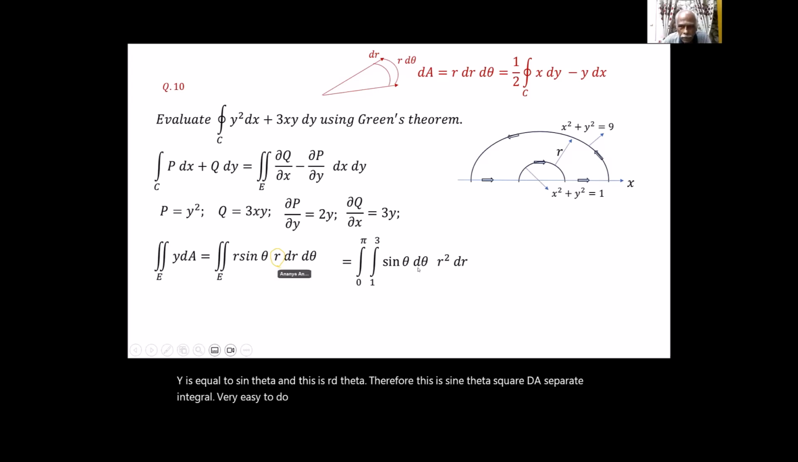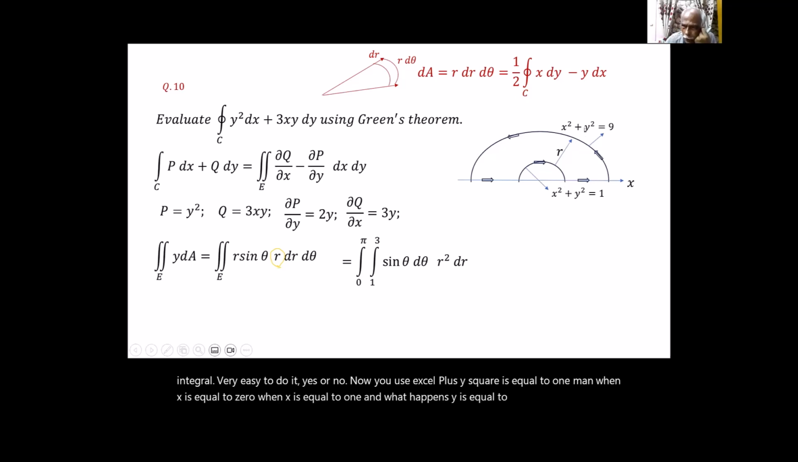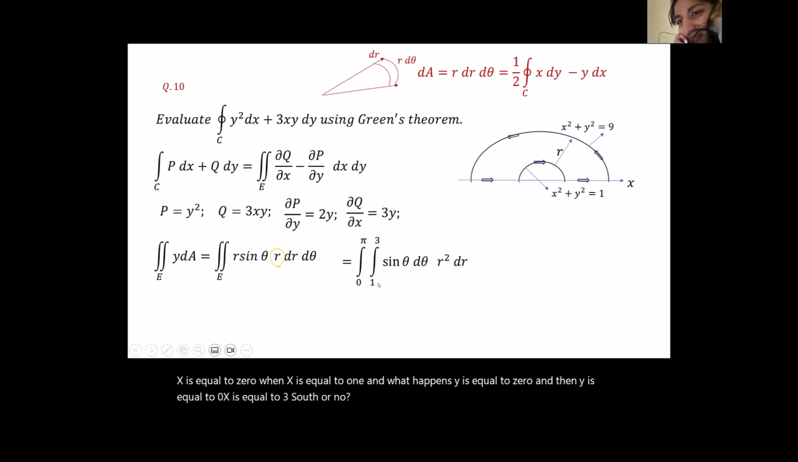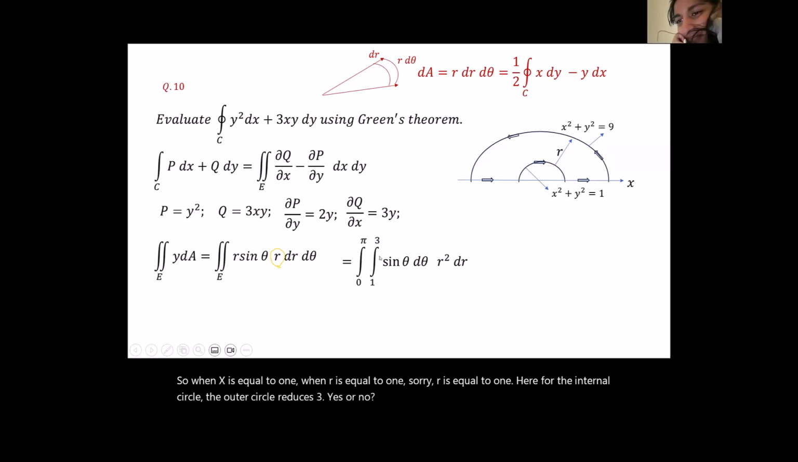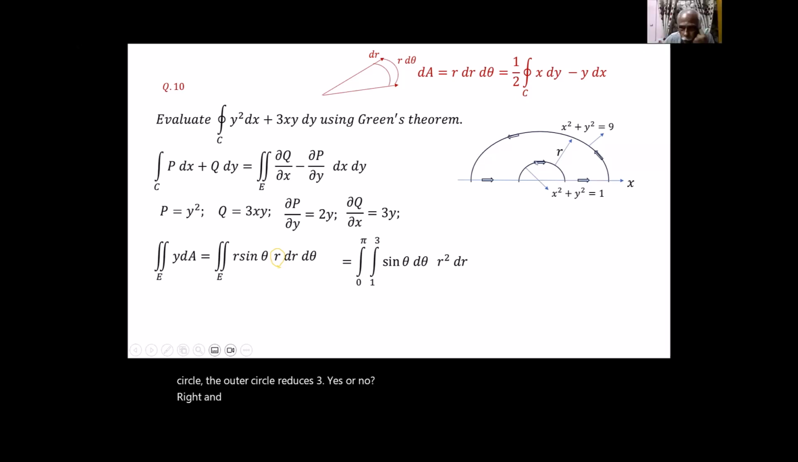Now you use x squared plus y squared equal to 1. When x is equal to 1, y is equal to 0, and when y is equal to 0, x is equal to 3. So when r is equal to 1, that is for the inner circle, and the outer circle radius is 3. And theta varies from 0 to pi. Double integral, I know the integral.